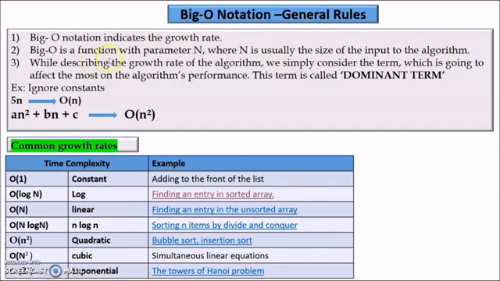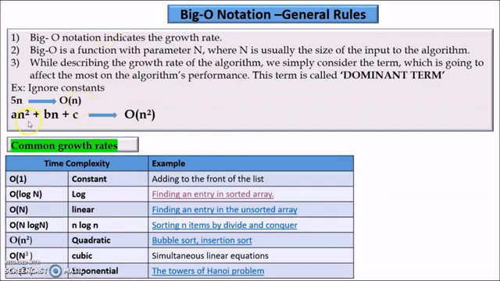Third, while describing the growth rate of the algorithm, we simply consider the term which is going to affect the most in algorithm performance. This term is called the dominant term. It's a very important term. Example, let's say I have 5n. So there are two possibilities: big O of n I can consider, or big O of 5 I can take. But as the input n increases, big O of 5 really doesn't make sense. It's negligible, right? So which is dominant among them, 5 or n? n. So it takes big O of n. That is the dominant term.